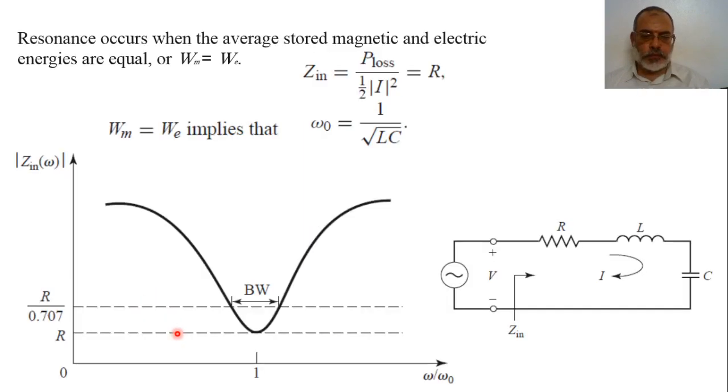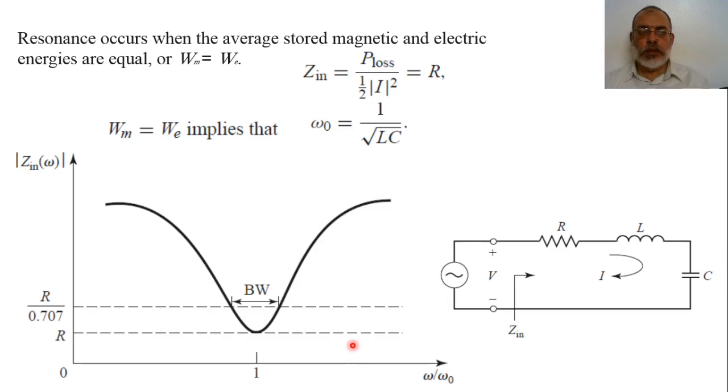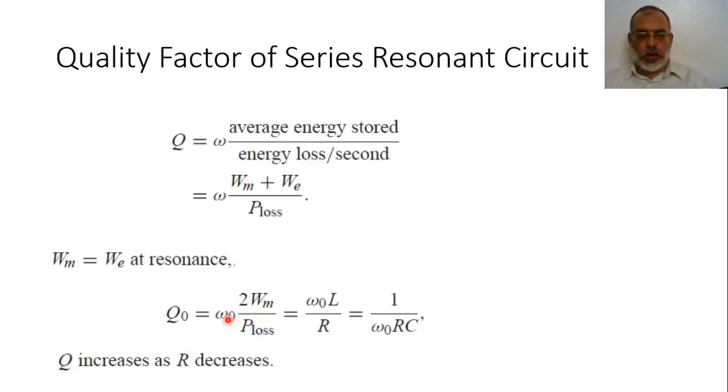So, in this case, for the quality factor, omega naught multiplied by L multiplied by I squared corresponds to twice the stored magnetic energy, and 1 over 2 I squared R is the power losses. So we can say that the quality factor at resonance equals omega naught L over R. We can also say that at resonance, omega naught L equals 1 over omega naught C. So we can replace omega naught L by 1 over omega naught C. This means that the quality factor at resonance can be represented as 1 over omega naught R C.